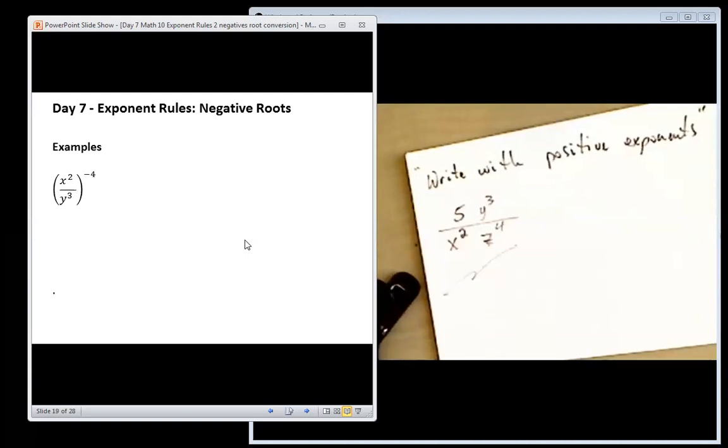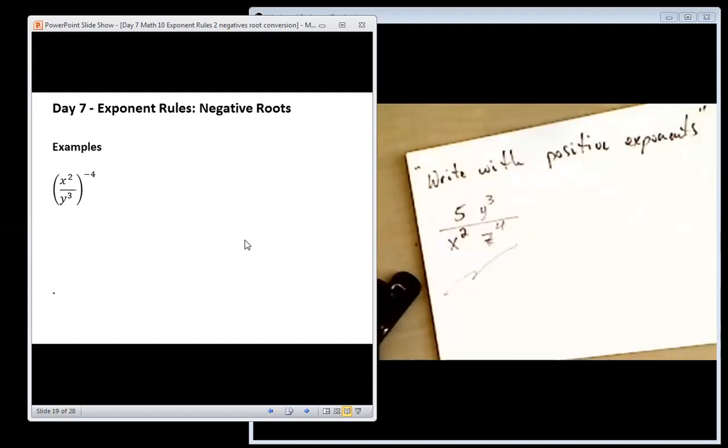How about this one? What's that? Same thing? Same thing, yeah. The negatives turn to positives. Nice answer.